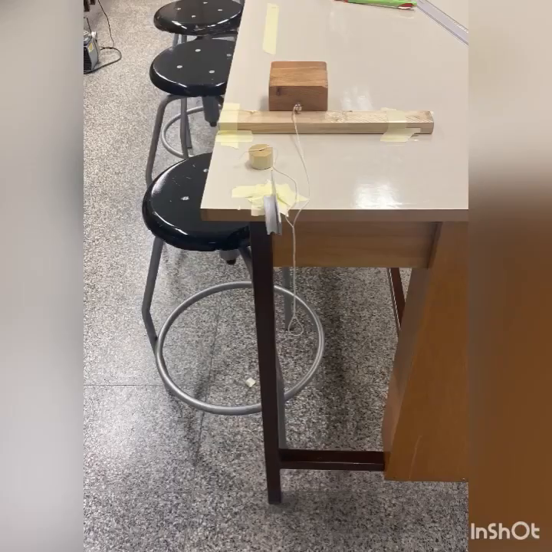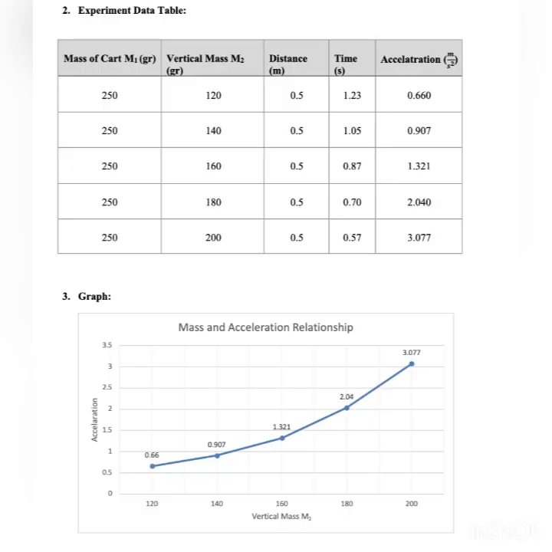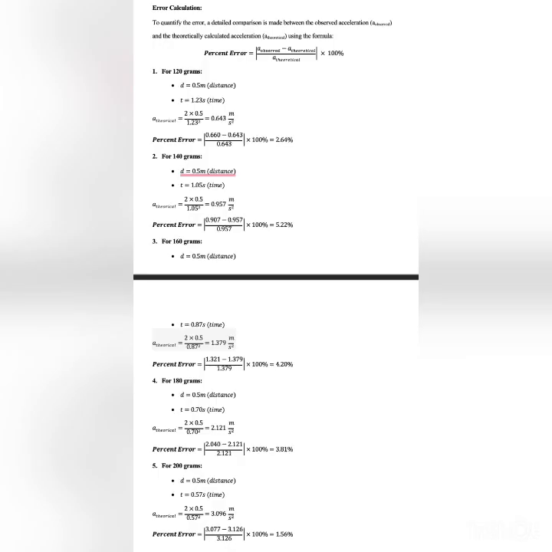At the end of this video, I will add my data, error graphs, and this is my experimental setup, which shows here, and this is my data and my graph. These are error calculations, and the percent of error for 120, 140, 160, 180 and 200 grams are 2.64, 5.22, 4.20, 3.81 and 1.56.